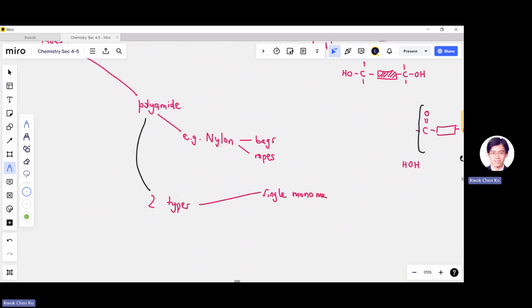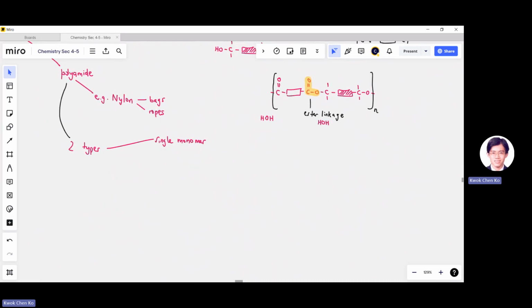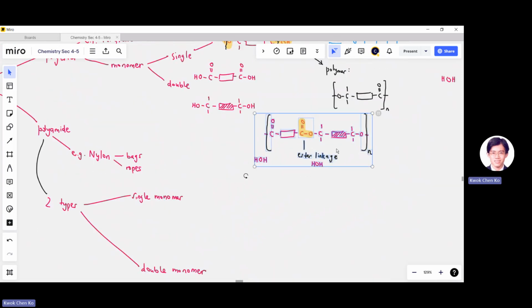Okay, not in that sense. You have the single monomer type and the double monomer type. Unfortunately, you won't know which one will come up. They normally won't have both coming up. Only one type will come up. But I draw for you the difference first, and then you see whether you can see the pattern.